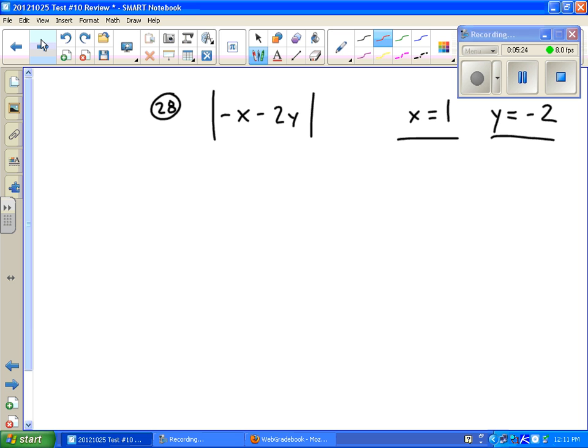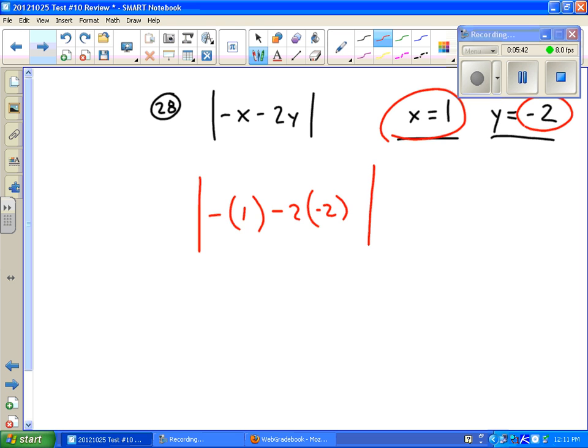Number 28 says the absolute value of negative x minus 2y. Okay, so we have the absolute value of negative, and we'll plug in x's value. We have x equals 1 right here. So negative 1 minus 2 times y's value, we have negative 2, and it's still the absolute value. So the absolute value of negative 1, negative 2 times negative 2 will be plus 4.